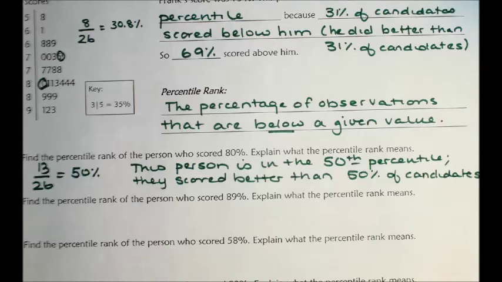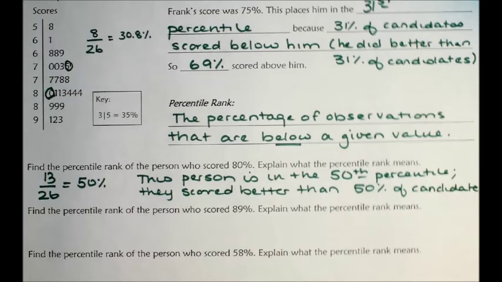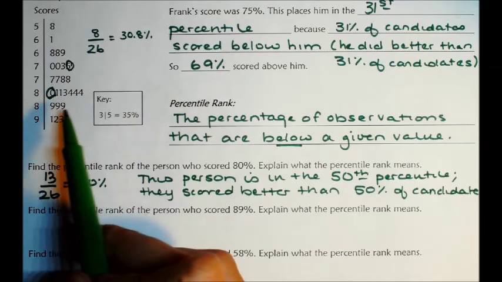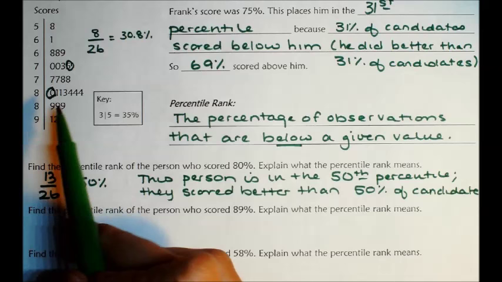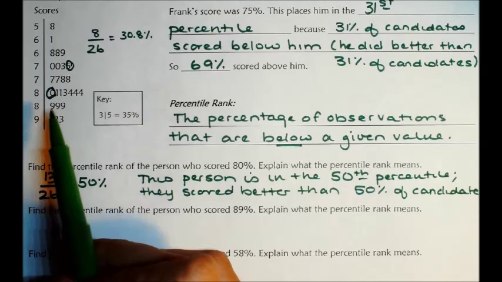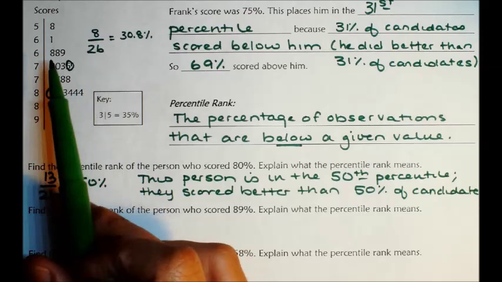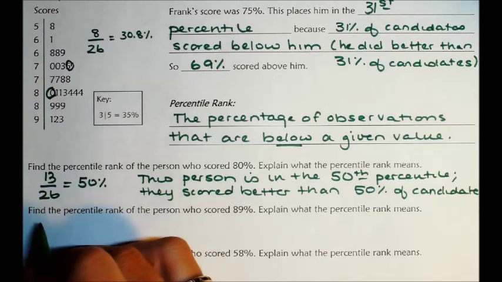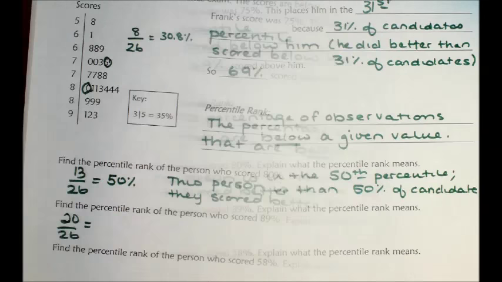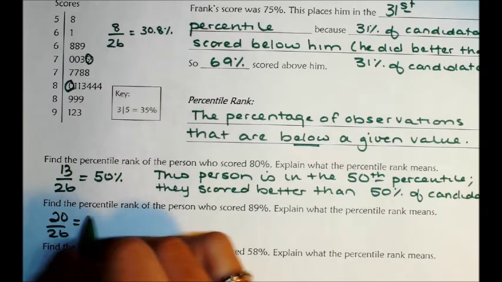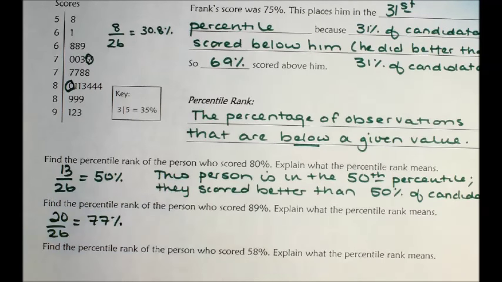Next, we want to find the percentile rank of someone who scored an 89%. There are 3 people that scored 89%. It doesn't matter which 89% you're looking at, you're still counting the number of people that are below 89%. So we're looking from 84% and below. So there are 20 people out of 26 who scored less than 89%. That means that there are 77%, which puts this person at the 77th percentile.